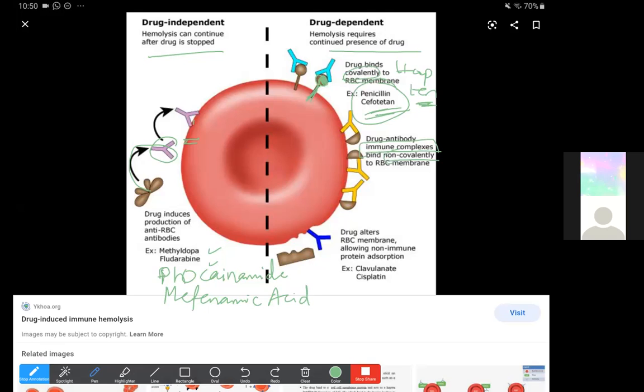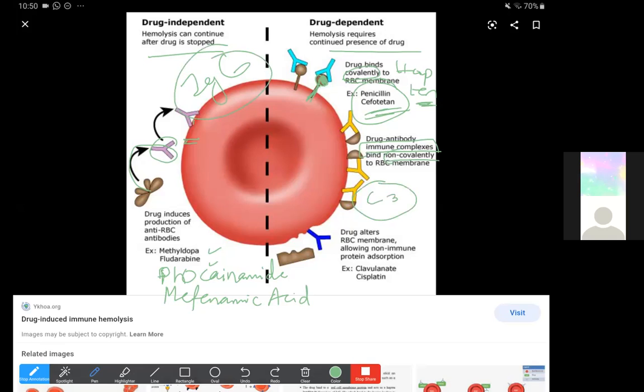Whereas in this case, the drug independent autoimmune complex, this is only IgG mediated, whereas this with the drug and the antibody, they have bound in the serum and then they bind non-covalently with the RBC membrane. Here they cause activation of the complement. So this is only C3 mediated. This is only IgG mediated.